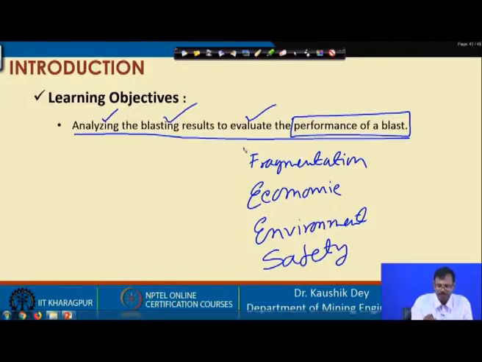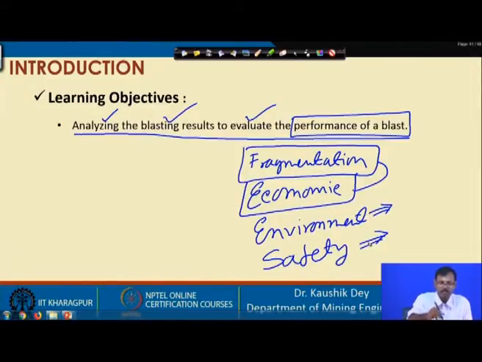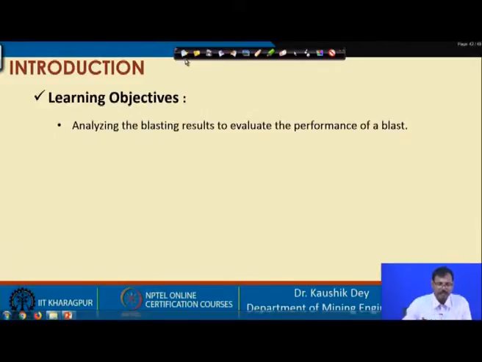So, our primary objective is to achieve the desired fragmentation, and the desired fragmentation must be achieved within the laid down economic constraint. While achieving fragmentation within the limited cost, we should not give much impact on the environment, and the total procedure should be safe enough. This is the requirement of a blast, and our objective is to evaluate these performances, so that we can analyze whether our blasting is good or not.